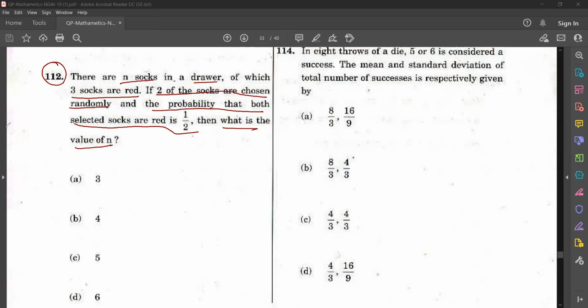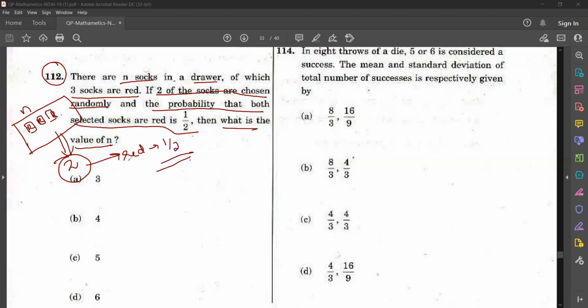There are n socks in a drawer, of which 3 are red. We have n socks, here 3 are red. Now we are taking 2 socks out of this, and we are choosing them randomly, and the probability that both are red is 1 by 2. You have to find the value of n. Okay, so all of you try that. Once you get the answer, comment it.